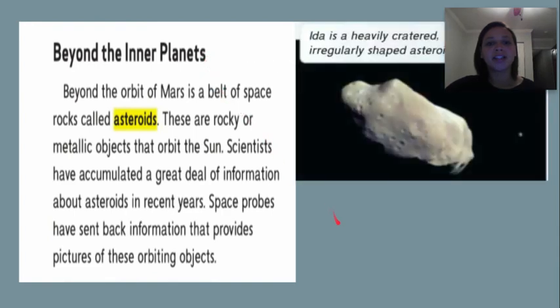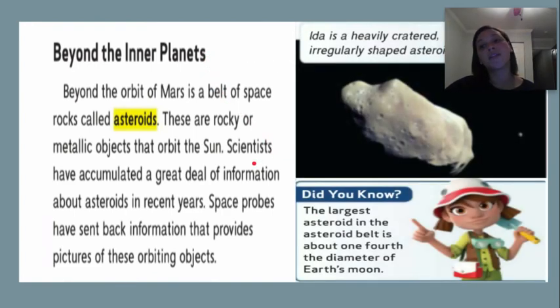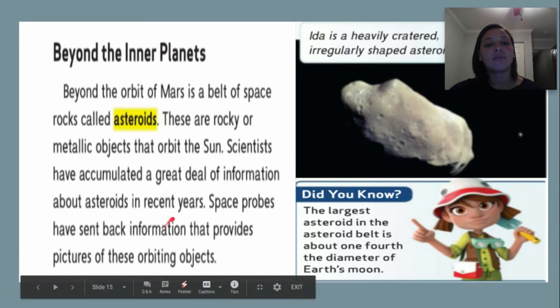All right, we're going to talk about one of our vocabulary words, one of the objects in space we're going to be focusing on for the rest of the lesson, which are asteroids. Take a look here on the left side of the screen. The title is Beyond the Inner Planets, and we're going to read this out loud. Beyond the orbit of Mars is a belt of space rocks called asteroids. These are rocky or metallic objects that orbit the sun. Scientists have accumulated a great deal of information about asteroids in recent years. Space probes have sent back information that provides pictures of these orbiting objects.